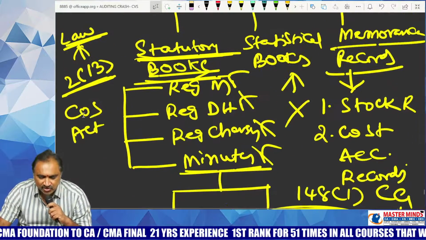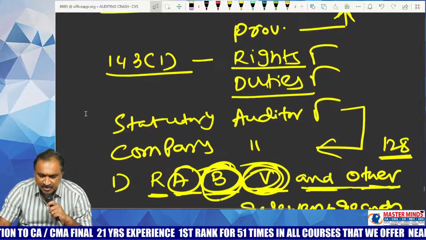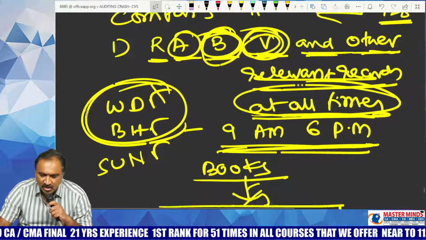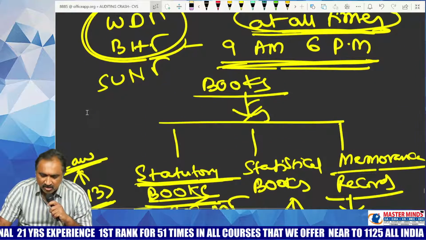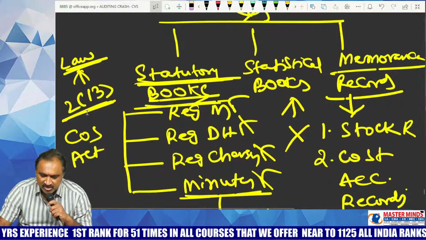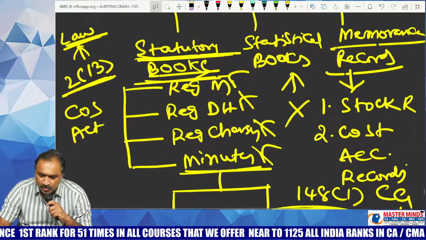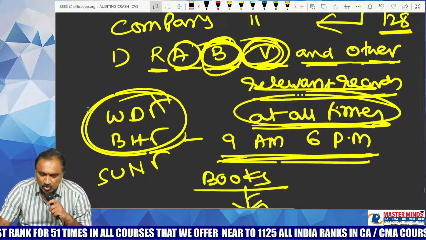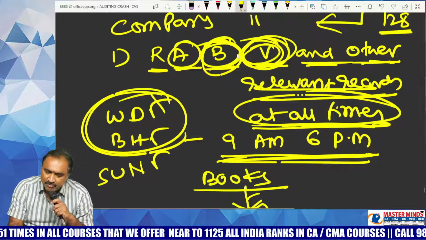So what is the first right given to the company's auditor under section 143 subsection 1 of the Companies Act? Right of access to books, vouchers and other relevant records at all times. The term books includes statutory books, statistical books, memoranda records. The term memoranda records includes stock records and cost accounting records. Apart from books, any voucher maintained by the company.